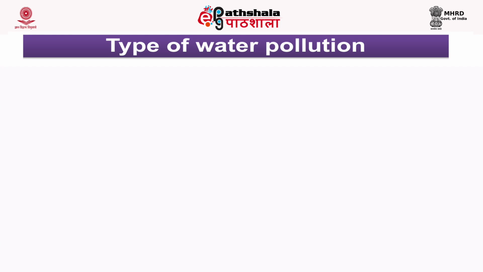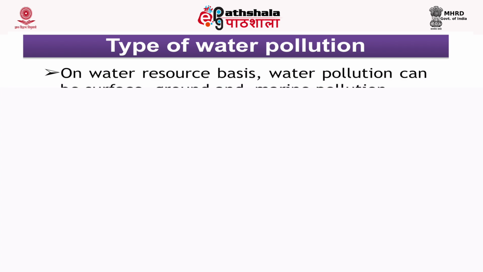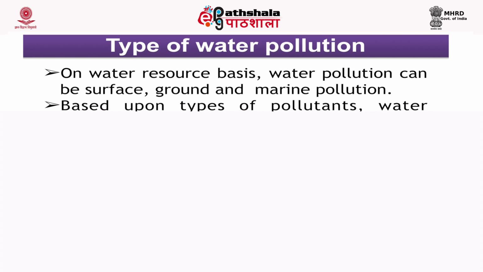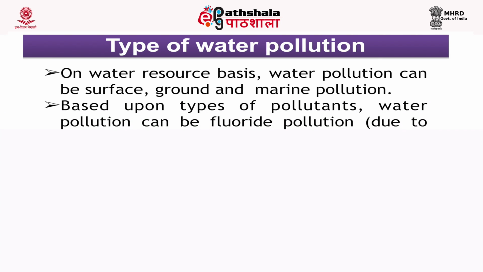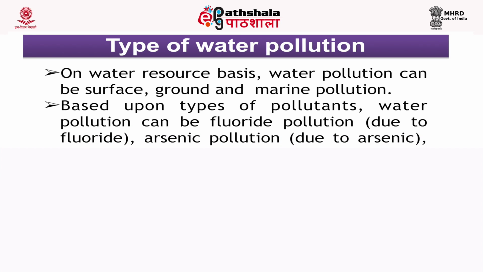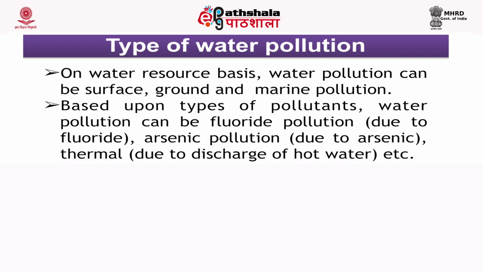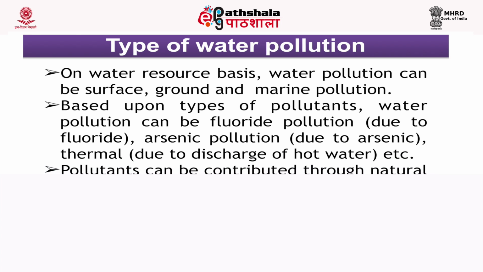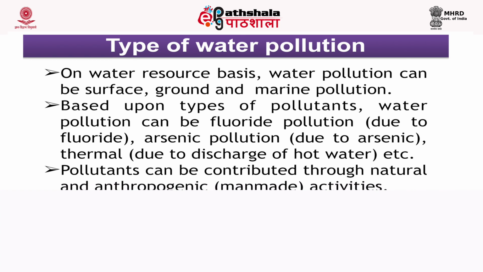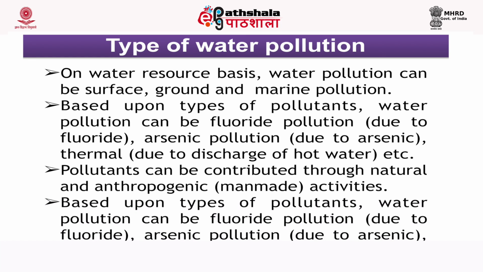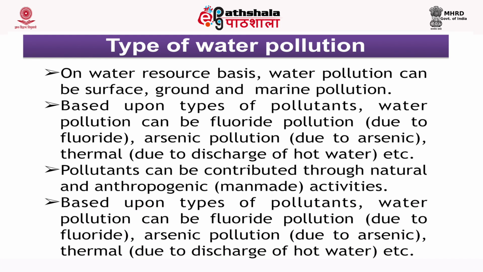Types of water pollution. On a water resource basis, water pollution can be surface, ground and marine pollution. Based upon the type of pollutants, water pollution can be fluoride pollution due to the presence of fluoride, arsenic pollution due to the presence of arsenic, thermal pollution due to the discharge of hot water. Pollutants can be contributed through natural and anthropogenic or man-made activities.